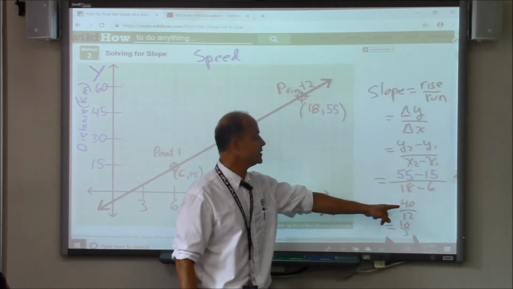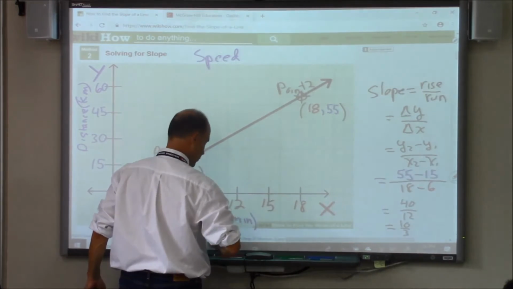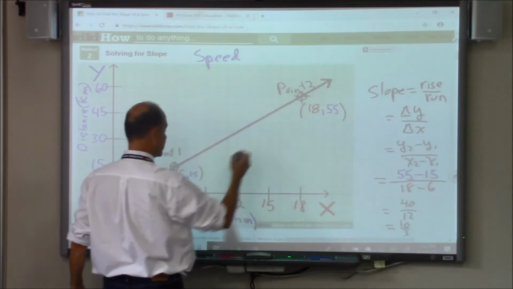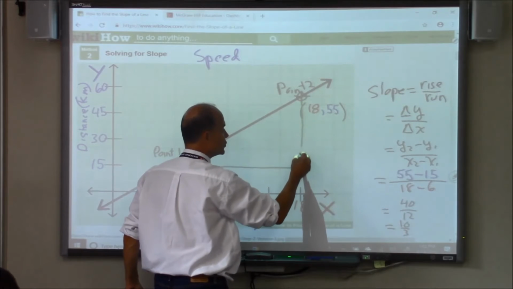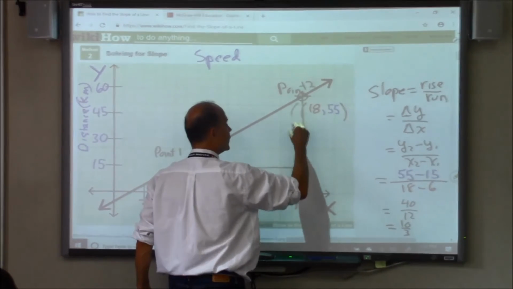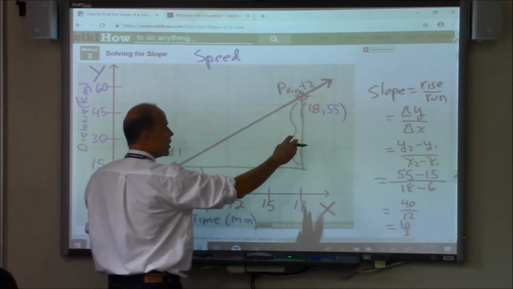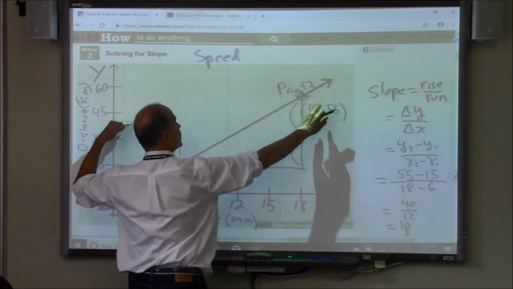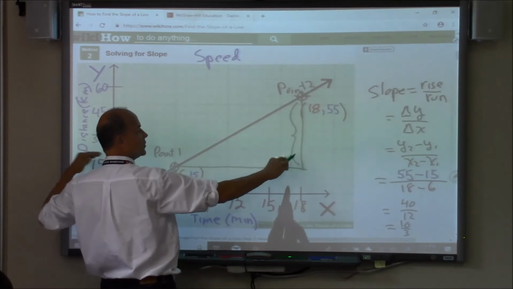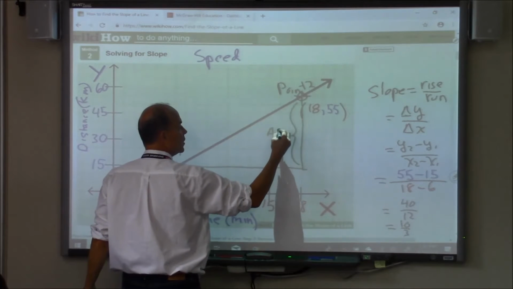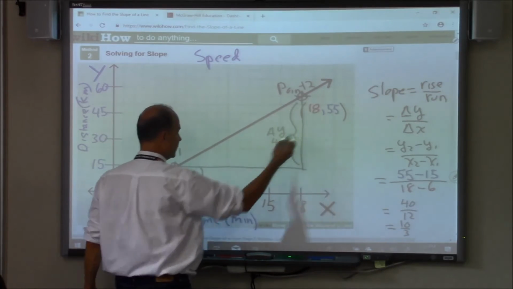The 40 is the difference in the y value. So if you were to look, let me do it in green, before, I kind of had you do a triangle right here, and I just said, what is this difference in y? That is the change in y. Well, the change in y is the 55 minus 15. We know it's 55 here, and it's 15 here. So the change in y is equal to 40, which is 55 minus 15.